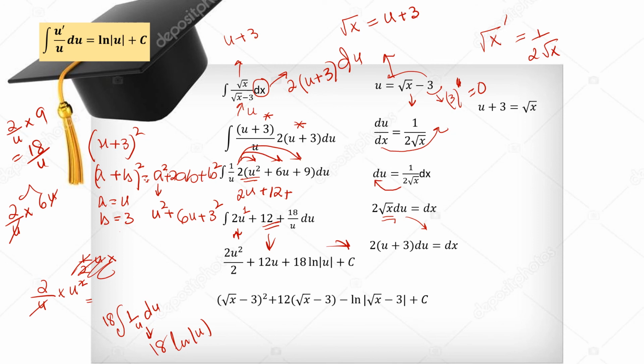Now replace all the u by square root x minus 3, and then it will be your answer. So wherever you have the u, this 2 and 2 cancel. Wherever you have u, you just write square root x minus 3.